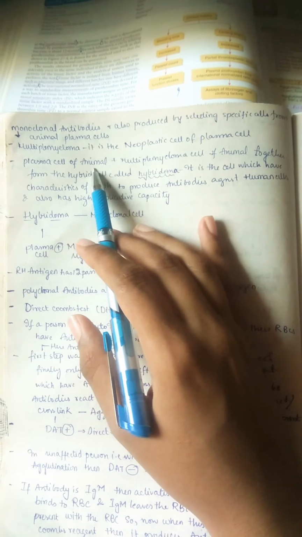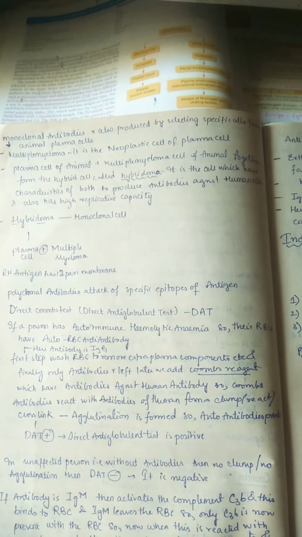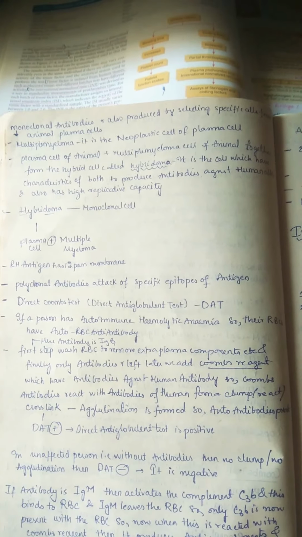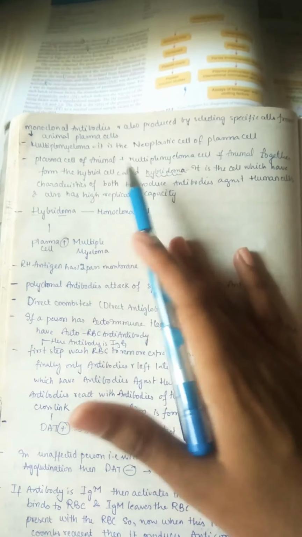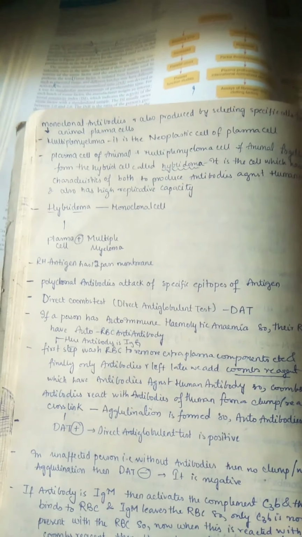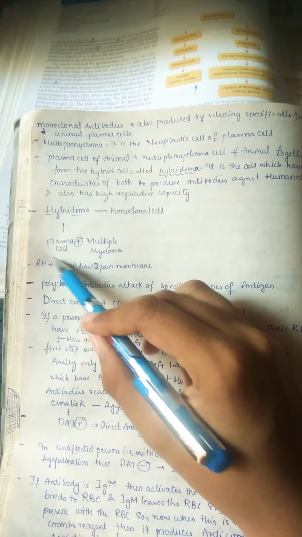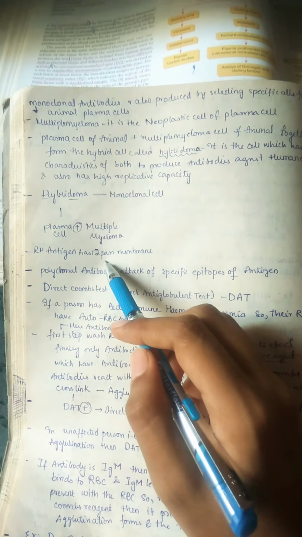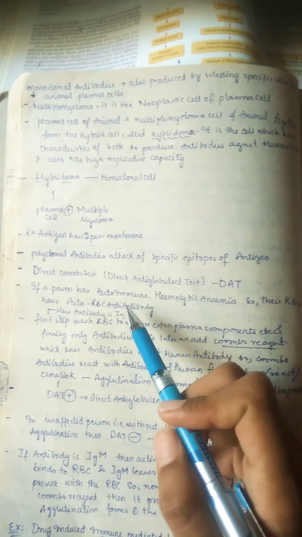So a plasma cell of an animal is fused with a multiple myeloma cell of an animal to form a hybrid cell. This is called a hybridoma, and it has the characteristics of both: it produces antibodies against human cells and also has a high replicative capacity. This is how we form different hybrid cells. So hybridoma is a monoclonal cell, a combination of plasma cell along with multiple myeloma cell. Rh antigen has mainly 12 pass membrane, and polyclonal antibodies attack specific epitopes of an antigen.